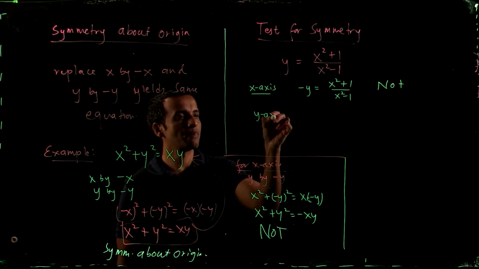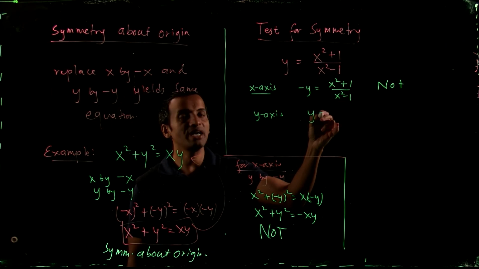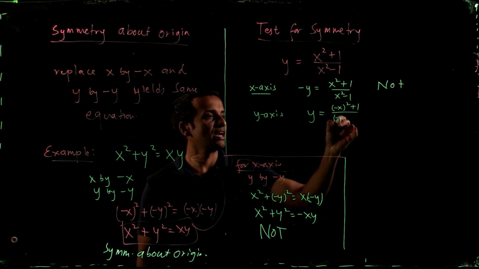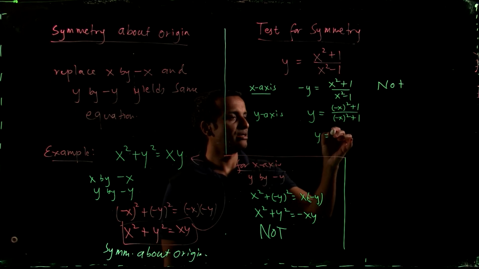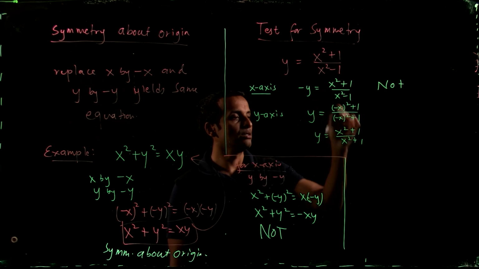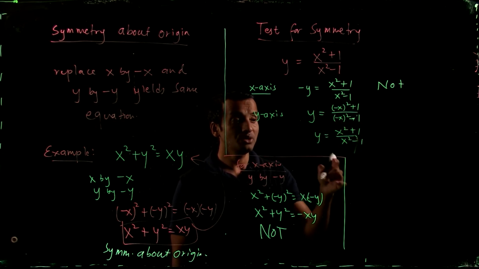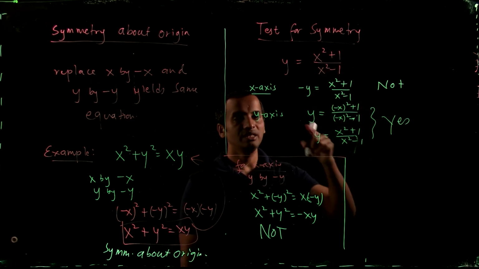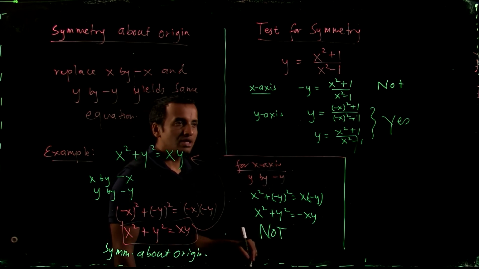Let's do for y-axis. For y-axis, you replace x by negative x, keeping y the same. So negative x squared plus 1 over negative x squared minus 1. What do you get? y equals x squared plus 1 over x squared minus 1, right? Oh yes, this is same as the original equation. So the answer is yes. It is symmetric about y-axis. How about the origin?